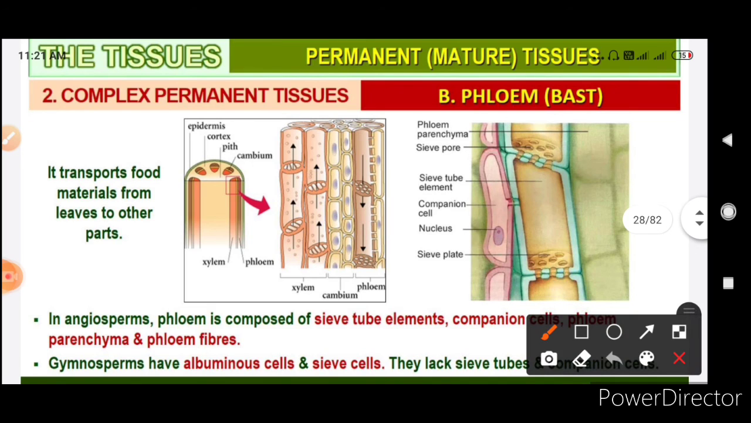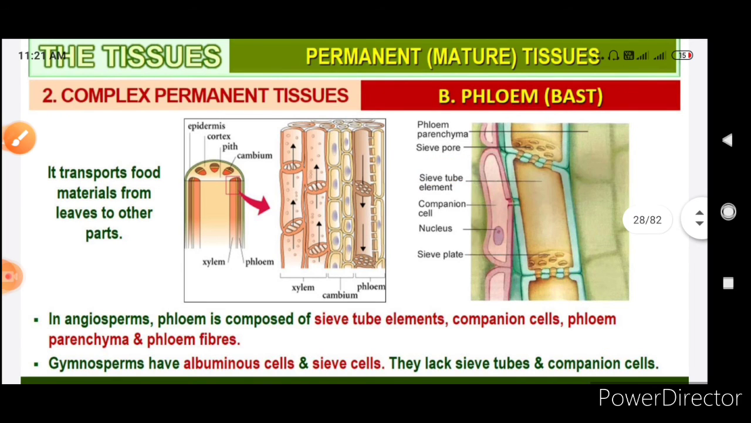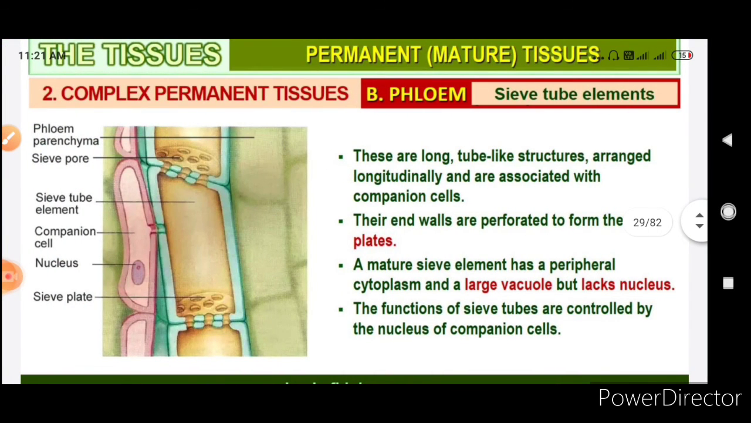So you can see, this is the sieve tube element, this is the companion cell, this is the nucleus, and this is the sieve plate. And this is the phloem parenchyma. So phloem is made up of 4 elements, that is sieve tube elements, companion cells, phloem parenchyma, and phloem fibers. So first the sieve tube elements.